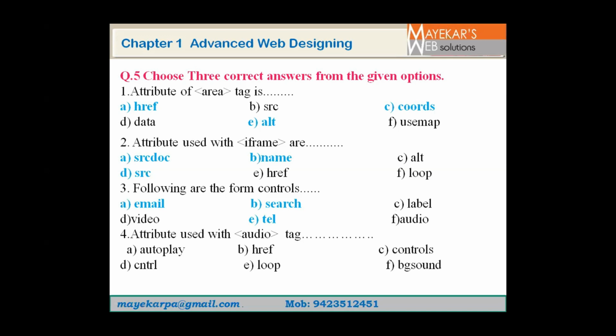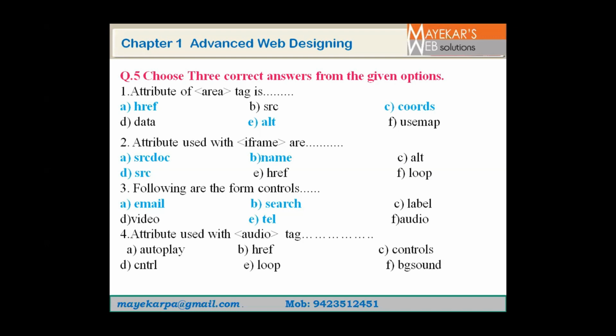Email, search, and tel. Question number 4. Attributes used with the audio tag are. When you insert an audio tag, what type of attributes can we use? The first attribute is autoplay. Suppose you want to play an audio automatically when your page loads on screen, then the autoplay attribute is useful. So this is a valid attribute of the audio tag.